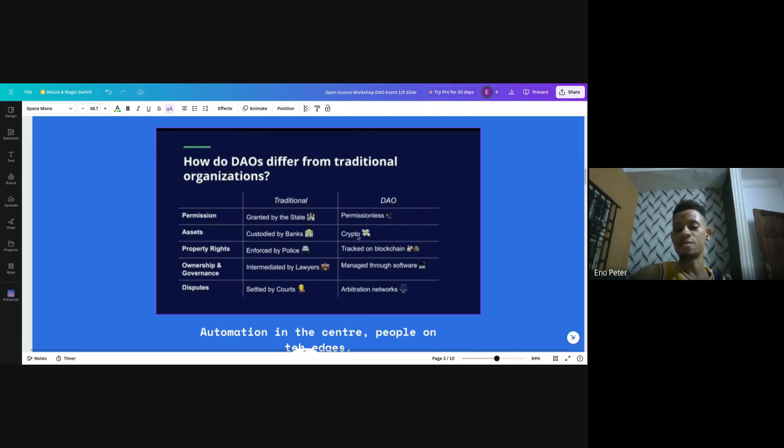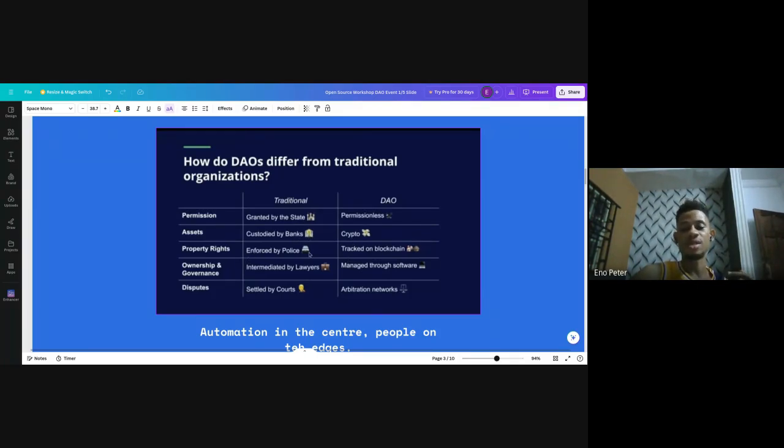Your assets, instead of being kept in the bank, are kept in crypto. It can be, because DAOs run on blockchains, and blockchains are where you get cryptocurrency. So your assets are kept in crypto. It can be a DAO in Binance, a DAO in Bitcoin, a DAO in Ethereum, a DAO in Doge, a DAO using any blockchain, saving its assets in the crypto of that blockchain.